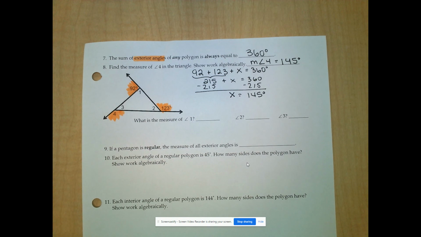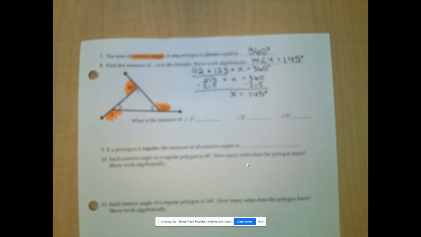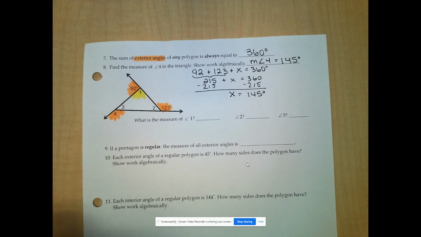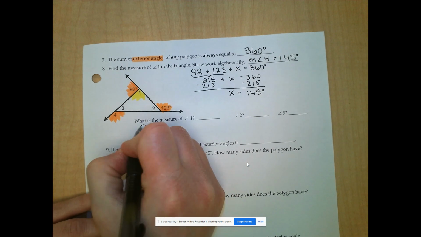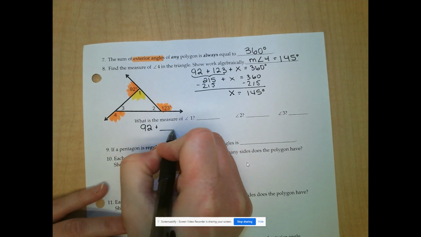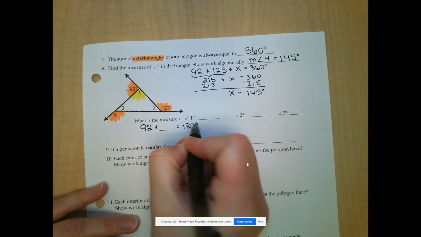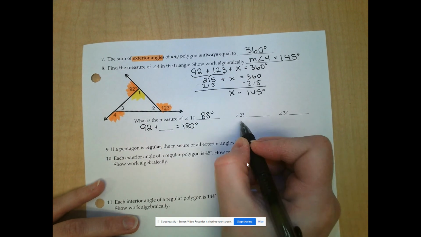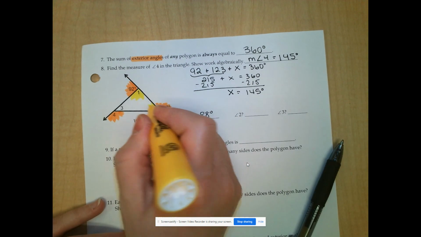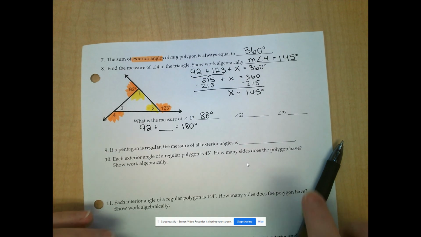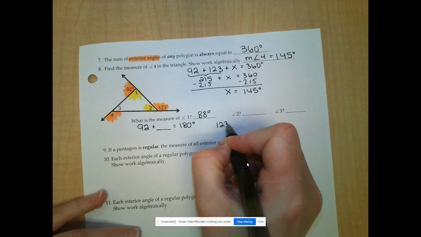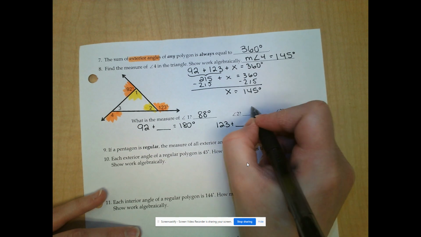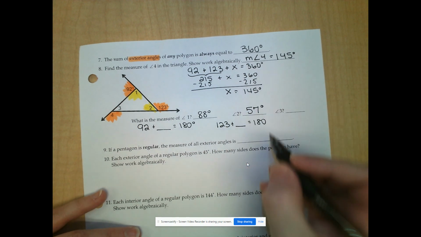Now, how do we find the missing interior angles? Remember we said that a pair of interior and exterior angles that are next to each other have to add up to 180. So 92 plus the missing angle 1 has to add up to 180 degrees. The missing measure of angle 1 would be 88 degrees. Angle 2, if I put it together with the adjacent exterior angle, I would say that 123 plus the missing angle has to add up to 180. That makes the missing angle 57 degrees.